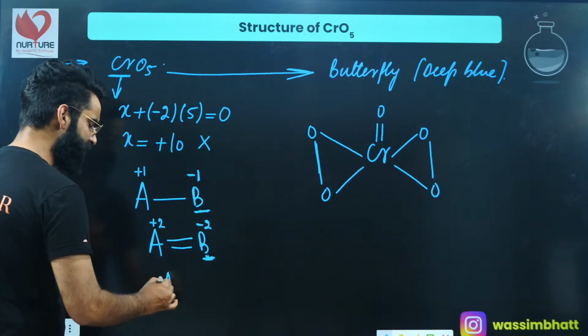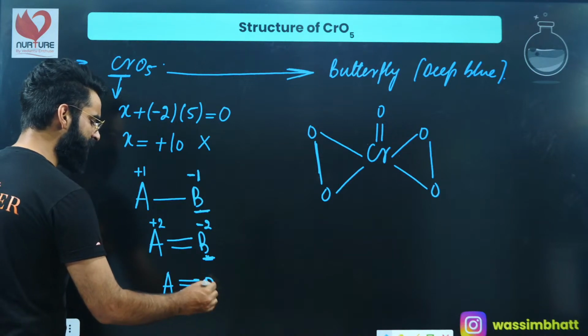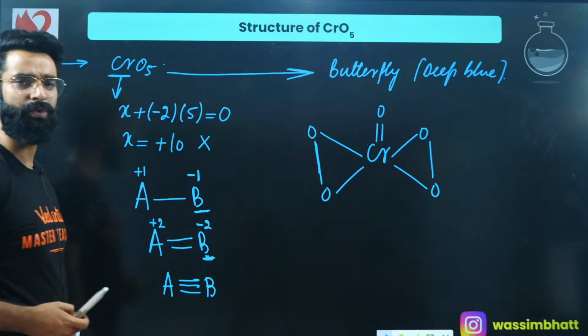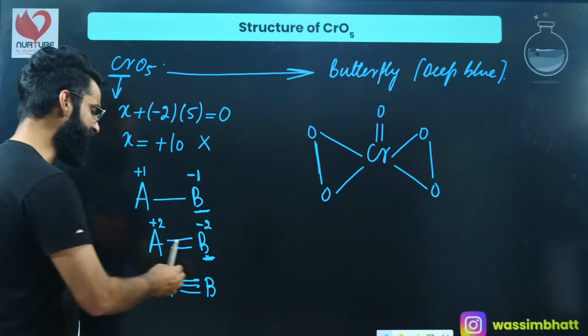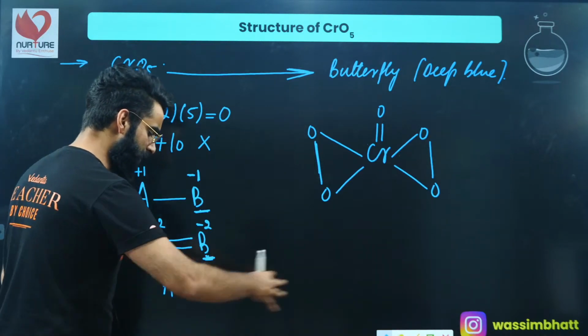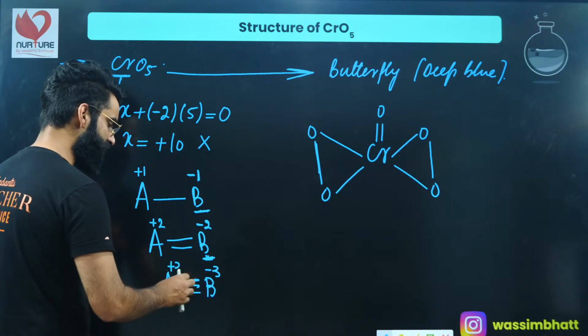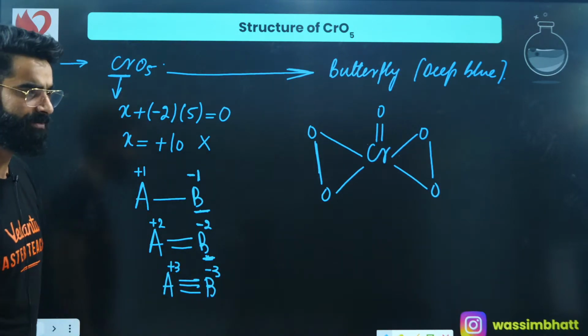Let's assume there's a triple bond between A and B, and I'm assuming B is more electronegative than A. Then B will be attracting all the 3 bonded pairs of electrons towards itself, due to which B will have -3 charge and A will have +3 charge. I hope this is clear.